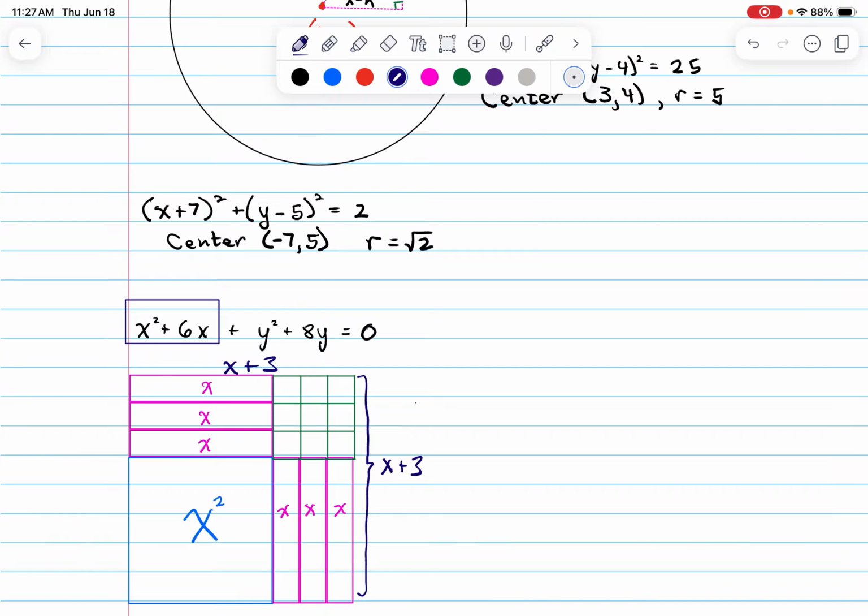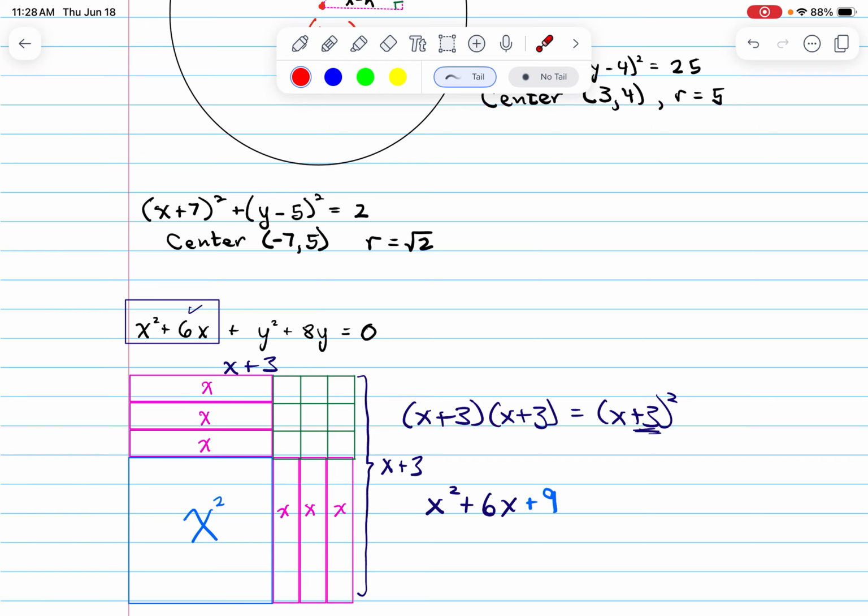So in other words, notice what I did there. I added the 9, okay? So here's what happens. I had x squared plus 6x. And I added a 9 to it. Now, when I added a 9 to it, what I did was add this. I now have something that could be factored as x plus 3 times x plus 3. In other words, I have now something x plus 3 squared.